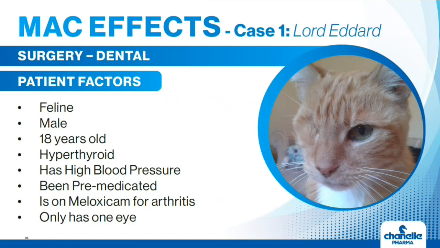Let's now bring the impacts of these patient factors into the real world and discuss some actual cases. First case here is case 1, Lord Eddard. Lord Eddard needs to undergo a dental. He's a cat, he's male, he's 18 years old, he's got hyperthyroidism, he's got high blood pressure. We plan to pre-medicate him before the procedure, and he's on meloxicam for arthritis, and he only has one eye. What will these factors mean to the MAC value in his case? I'm going to give you a couple of moments just to have a think about this.